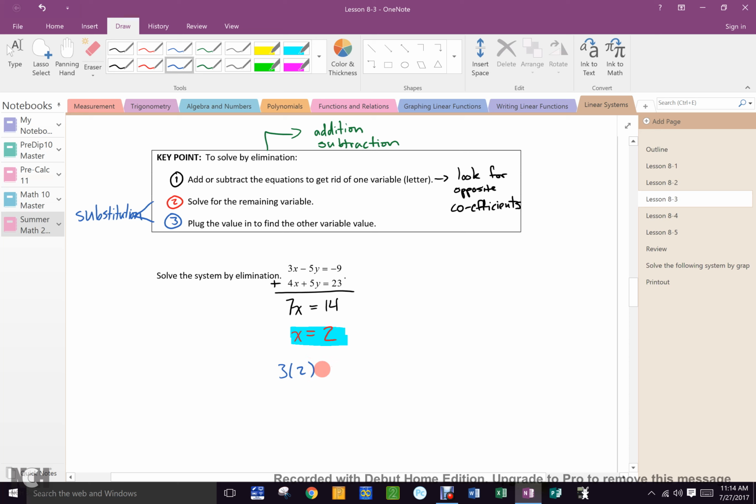3 times 2 minus 5y equals negative 9. What's 3 times 2? 6 minus 5y equals negative 9. How do I get rid of the 6? Subtract. Negative 5y equals negative 15. Y equals positive 3. Now, what is my ordered pair that should be my answer? 2, 3.